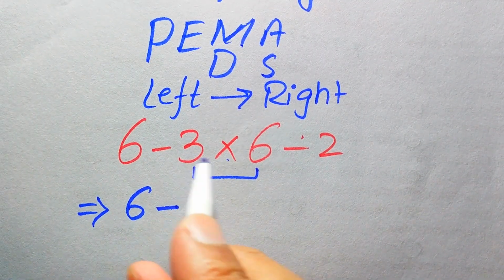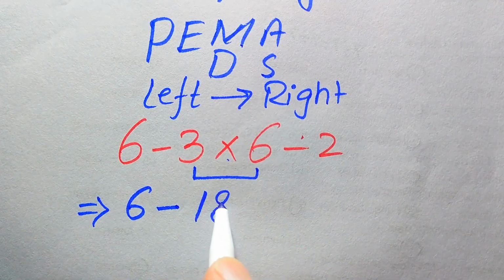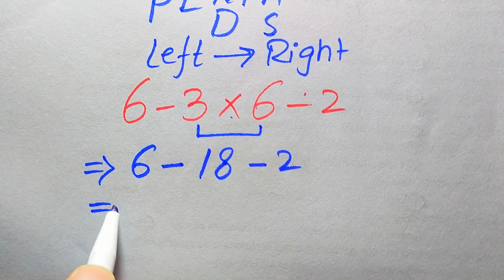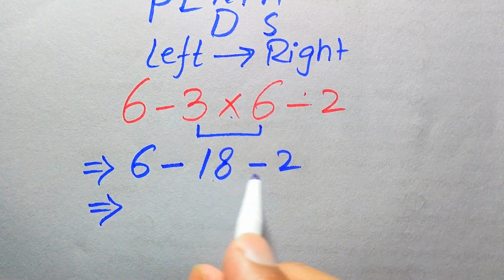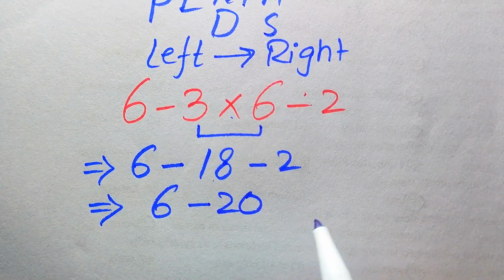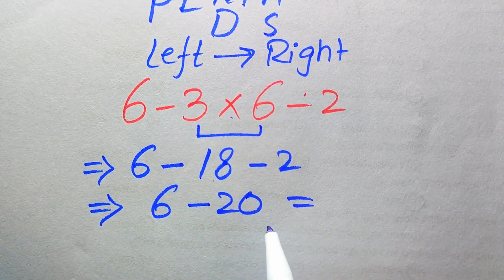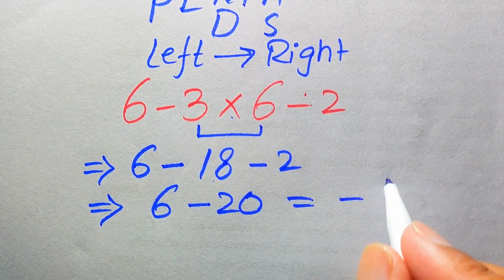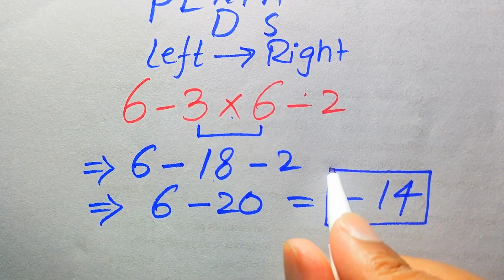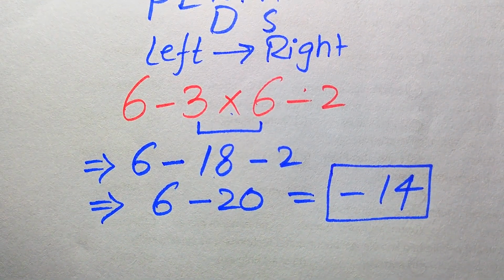This is 6 minus 3 times 6 becomes 18, and this is minus 2, and further we have 6 minus 18 minus 2, which becomes 6 minus 20, and 6 minus 20 is equal to minus 14. So this is our final answer to this question.